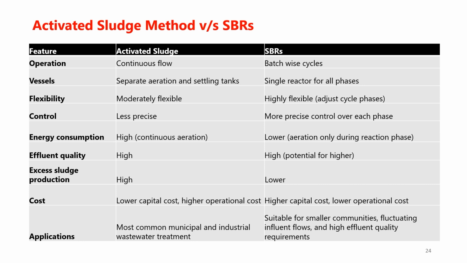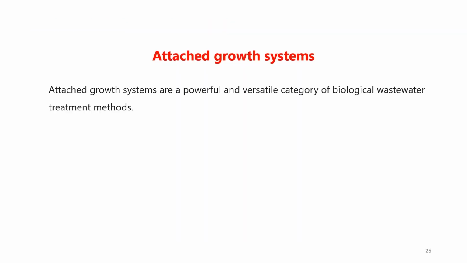From the application point of view, activated sludge is most common in municipal and industrial settings for water treatment. SBRs are suitable for smaller communities, fluctuating influent flows and high effluent quality requirements.